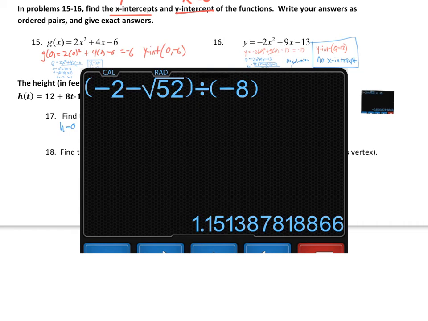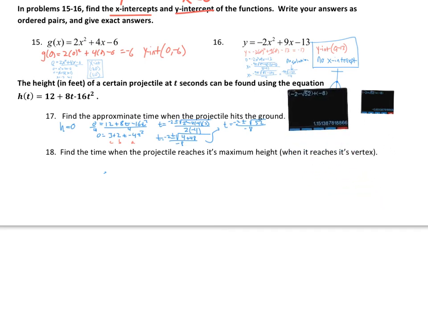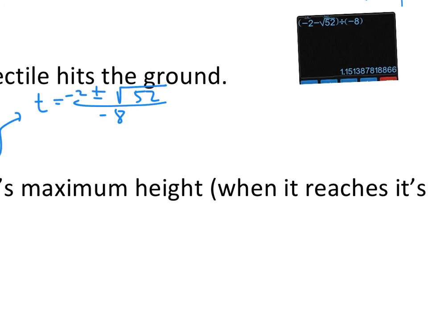That's what we got there. Okay, so that's a number 1.15. All right, that tells us that when it's 1.15, we are going to be hitting the ground, or the ball, whatever the projectile is going to be hitting the ground. All right, so let's jot this down. When t is 1.15 seconds.